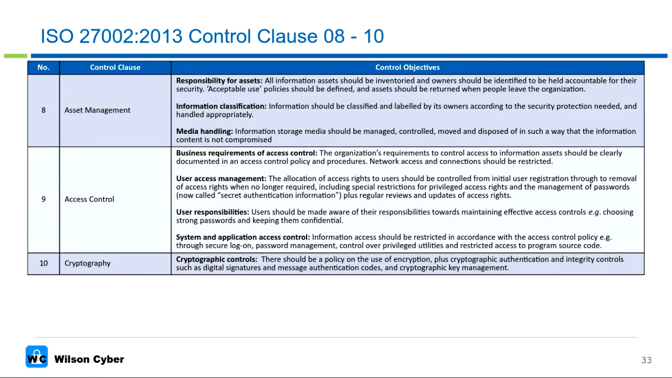User responsibilities. Users should be made aware of the responsibilities towards maintaining effective access controls, choosing strong passwords, keeping them confidential. System and application access control. Information access should be restricted in accordance with access control policy, such as secure logon, password management, control over privileged utilities, restricted access to program source code.